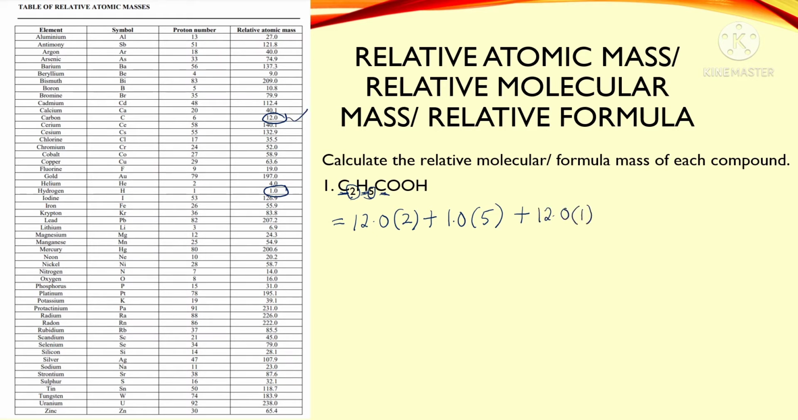1 carbon, plus oxygen, relative atomic mass is 16. And there are 2 oxygen, so times 2, plus another hydrogen with relative atomic mass 1. And when we sum out all the relative atomic mass of the atoms present in the molecule, we get 74. And 74 is the relative molecular mass for propanoic acid.